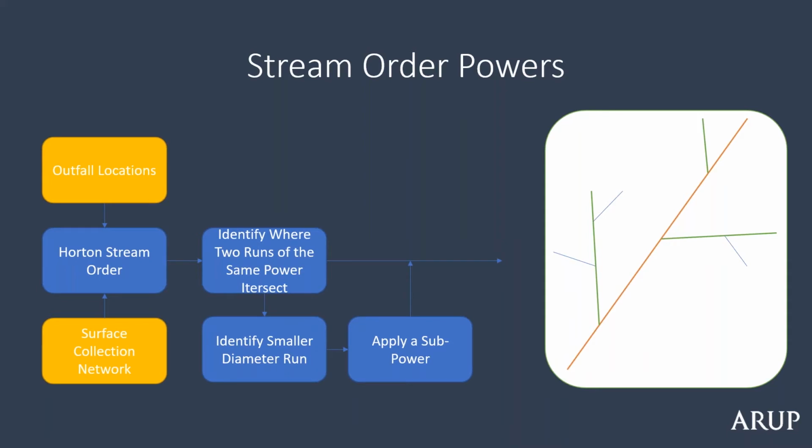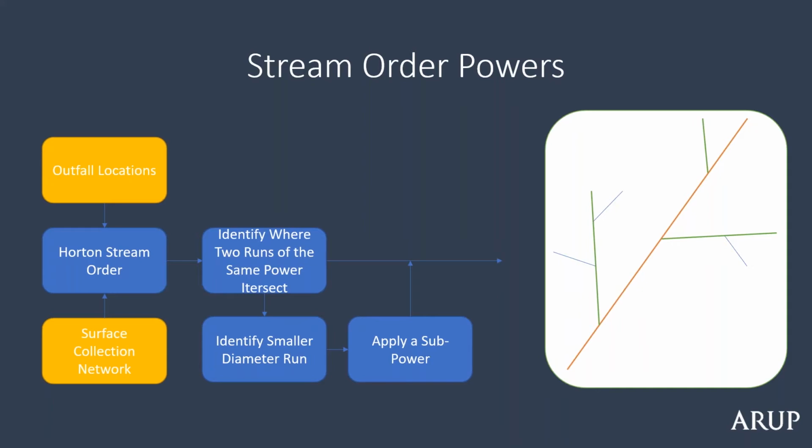So using the outfalls that are connected to the culverts, we use that as essentially the mouth of the network. And we took the surface collection network and ran it through a Horton stream order calculator. That was one of the calculations we could use for stream order. And that allowed us to produce a visualized representation of this network data that identified where the main runs were, where everything fed into in this network.